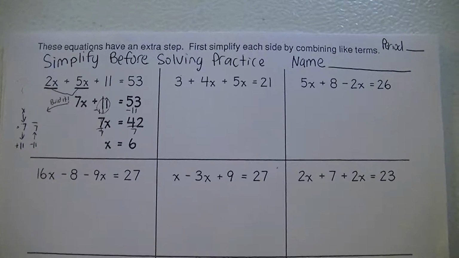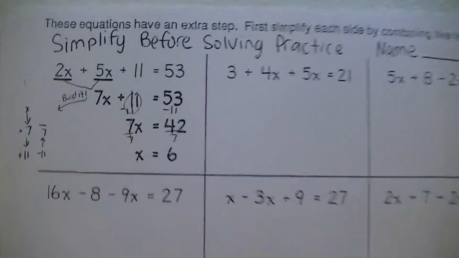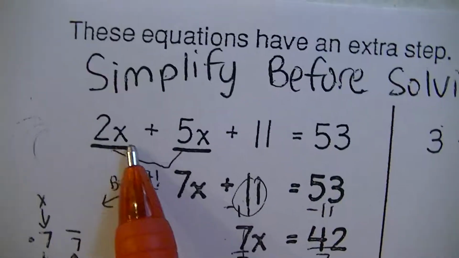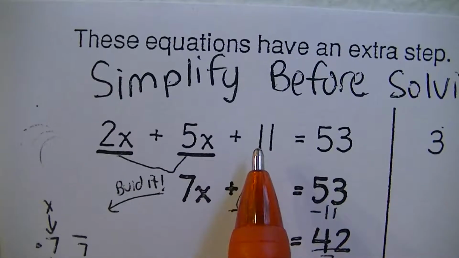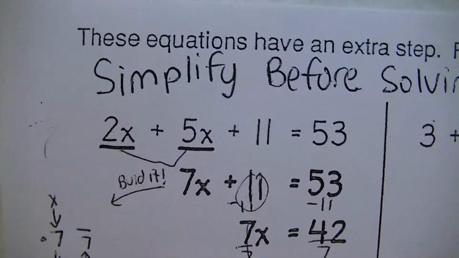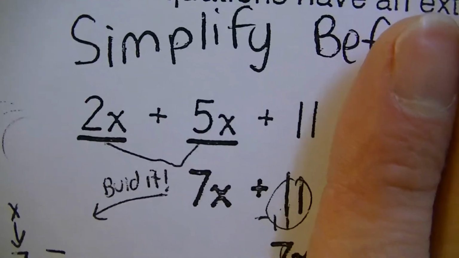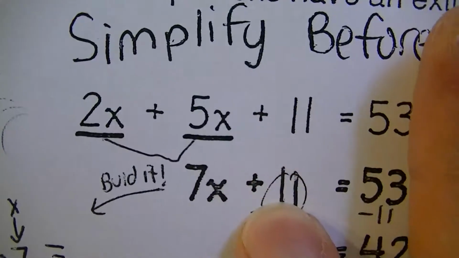I'm going to show you how to work out the problems on the worksheet called Simplify Before Solving Practice. In this first example, 2 times x plus 5 times x plus 11 is equal to 53. What you want to do is simplify by combining like terms on the exact same side of the equal sign. You'll see that 2x plus 5x equals 7x, and then you'll bring down your plus 11.